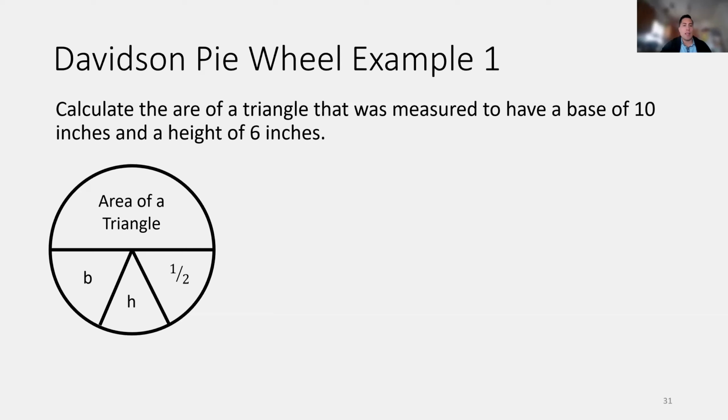So as you can see, in this pie, the top half is the area of a triangle. And in the bottom, we have B, which is going to be our base, and H, which is equal to our height. One thing to point out when using the Davidson pie wheels is you sometimes have to recognize when some of our variables are given as just a symbol. So base is B, height is H, and then you also multiply the base and the height times 1/2. We'll show you how to do that here.